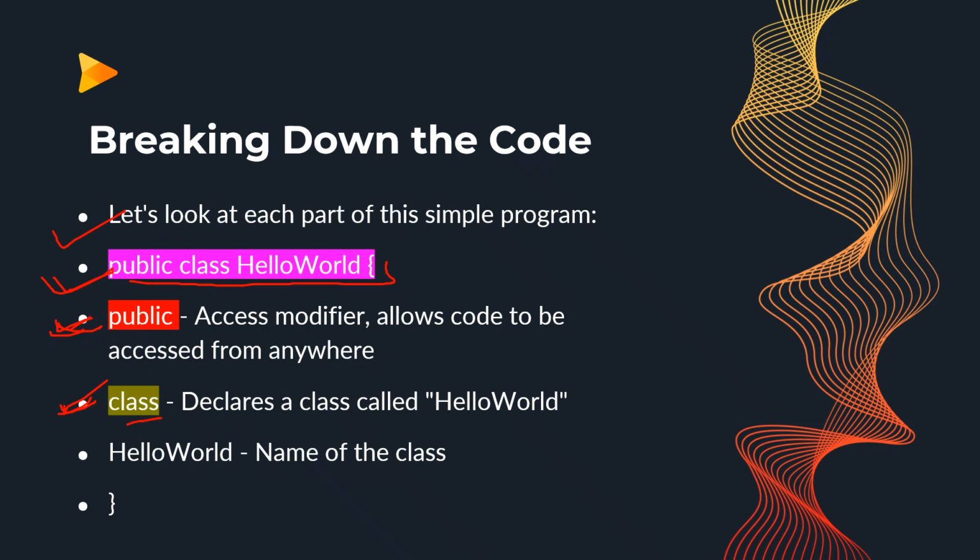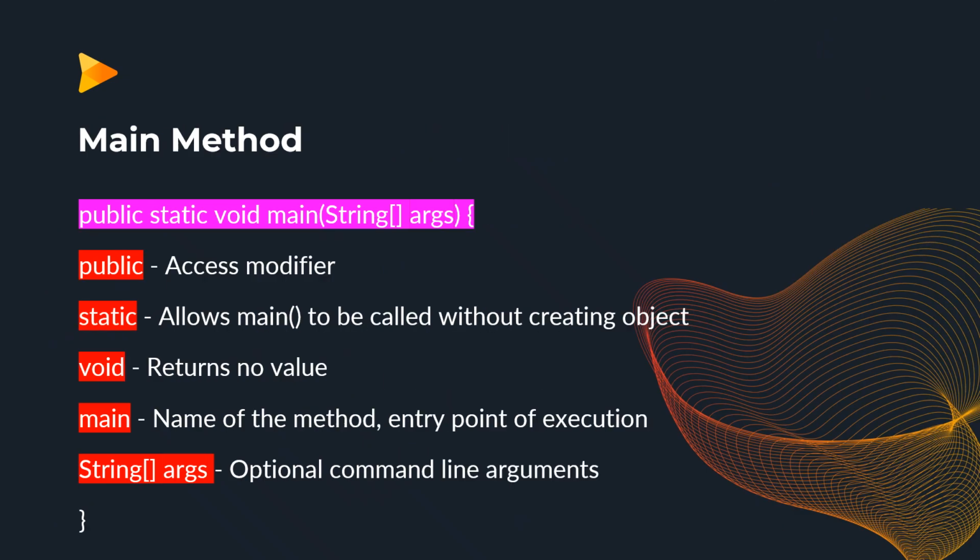Class declares a class called HelloWorld. Class is used to declare a class of any kind. After using this class keyword, we can give a name to the class. So we have declared a class, and we have given the name HelloWorld. So now HelloWorld is the name of our class. There should be no space in the class name. And after that, this is our curly braces, in which we are going to put all the code to execute. So now we have understood the class.